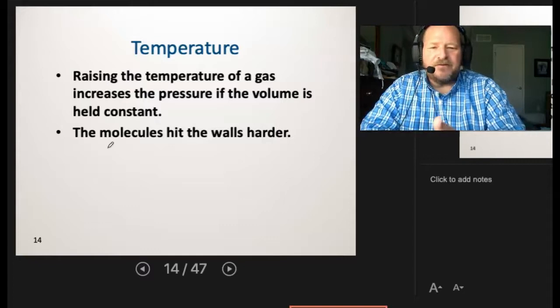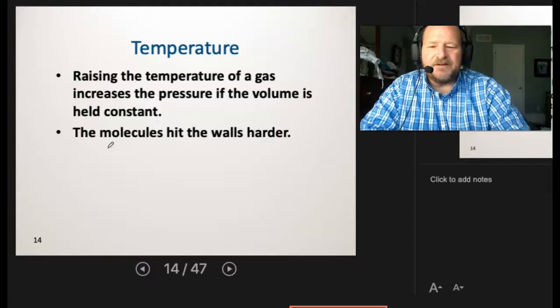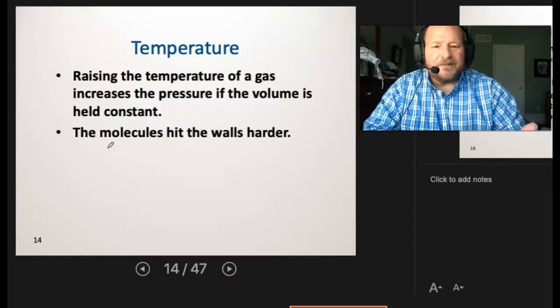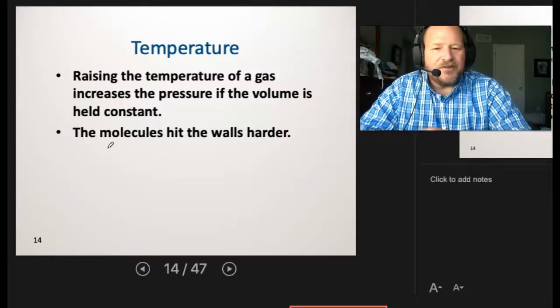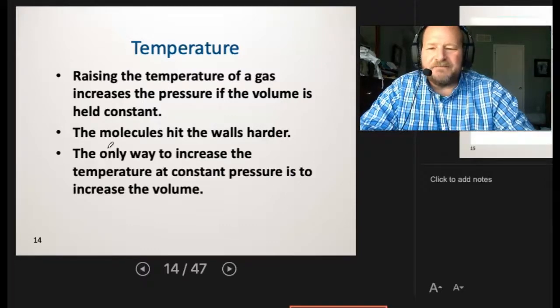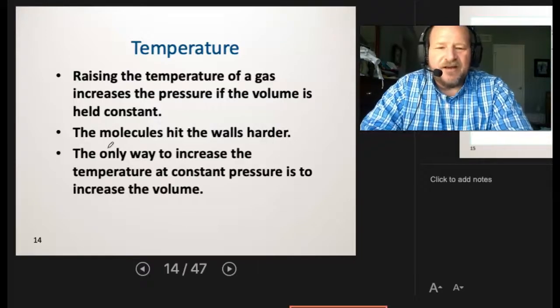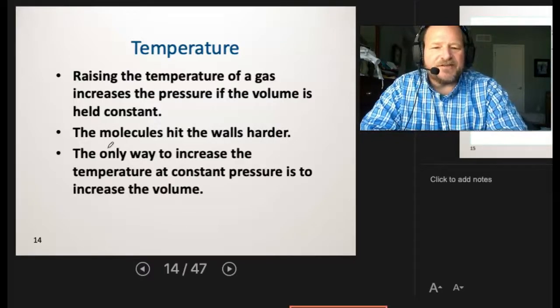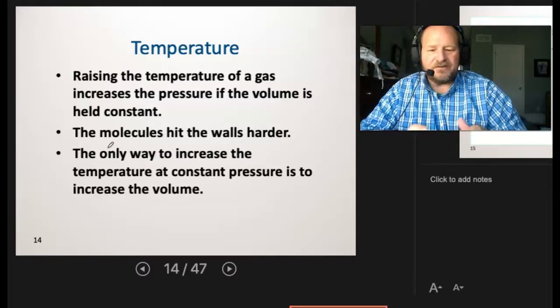They already had their own little energy. They're already moving around rapidly. I'm going to give them heat, which is going to force them to move around even more rapidly. And if they've got more speed and then they run into something, then they're going to hit it harder. And it's just the function of the way science works. The only way to increase the temperature at constant pressure is to increase the volume. Now, if we go back to that boiling pot of water, we see that water start to rapidly boil.